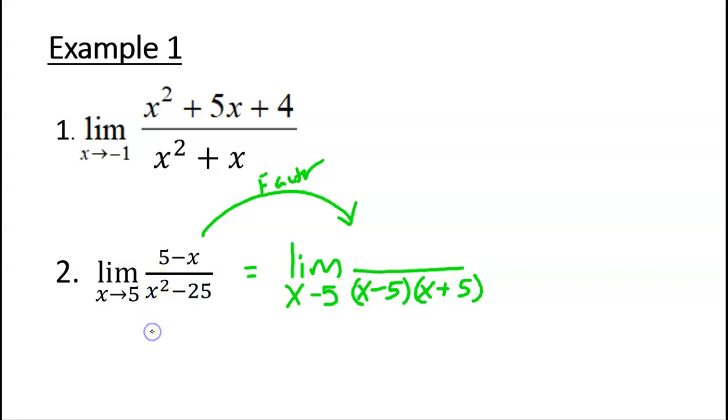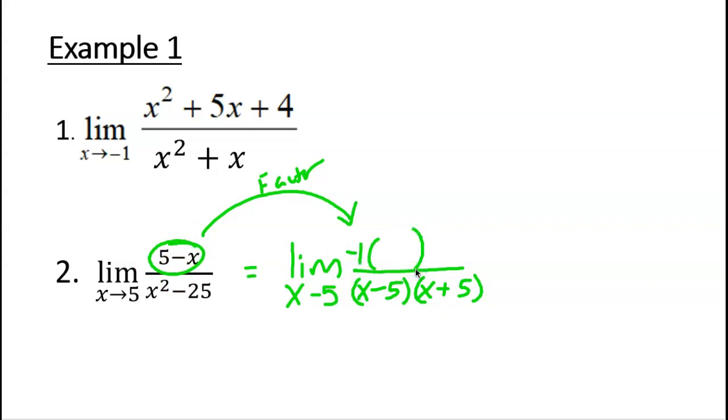All right. Now, for the top here, you may notice that 5 minus x looks a little bit like x minus 5, but those are actually different. Okay. So, what are we going to do with that? Well, let's see. For these ones, we're going to factor out a negative 1 when it's backwards like that.